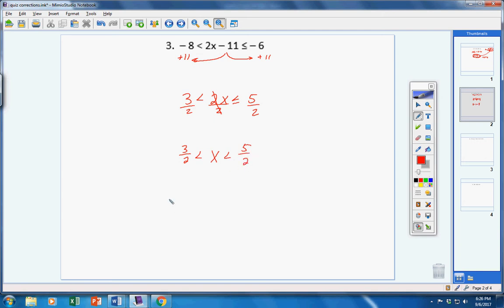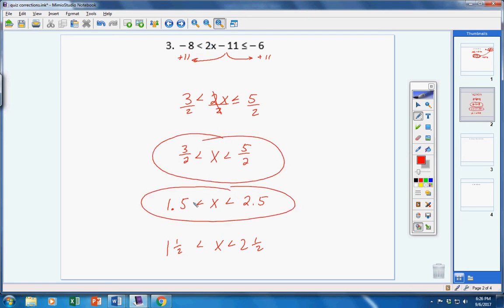Now if you want to put 1.5, that's fine. No problem with that, Andy. You can put 2.5. Or you can put 1.5. That's fine. And 2.5, I don't care. But the idea is to get x all by itself here in the middle. So this is fine, this is fine, and this is fine, okay?